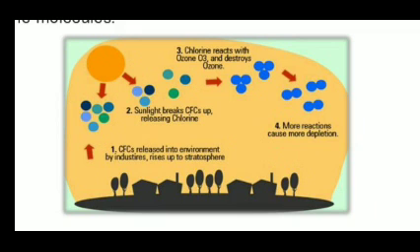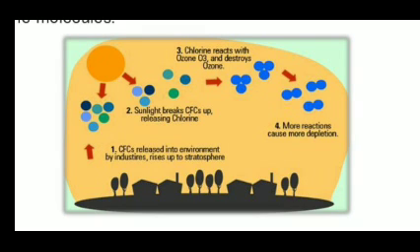CFCs released into the environment by industries rise up to the stratosphere. The CFCs directly enter the atmosphere. These CFCs are released from industries, refrigerators, air conditioners or propellants. The CFCs enter the stratosphere. See the second step. Sunlight breaks CFCs up, releasing chlorine.